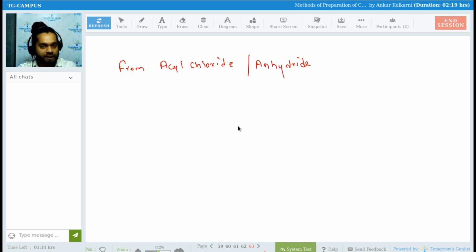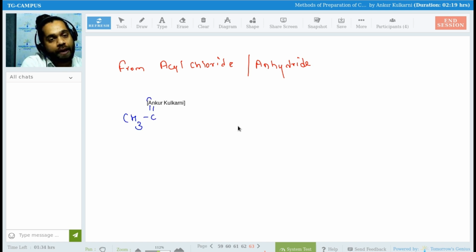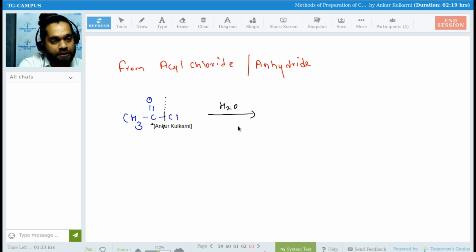It is RCO. So suppose I have CH3CO group and a chloride, that means I have a Cl over here. Okay, I have an acyl chloride. Same like the last reactions, amides, nitriles, everywhere we have done. If I hydrolyze it with H2O, what will happen? This is plus, this is minus, so OH over here, H over here. So what did I get? CH3, C double bond O, OH plus HCl.